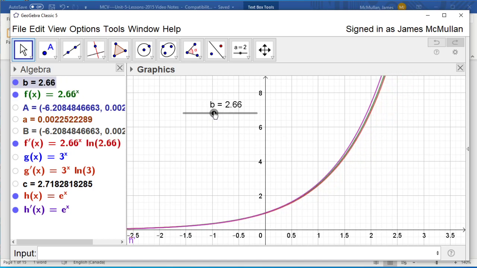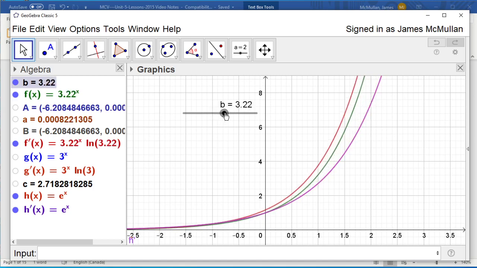But if your base is e itself, then your derivative is exactly the same function as the original. And so this is a really interesting result, and why e to the x is such an important value, because its derivative is itself, and therefore it is easier to take the derivative of a function when you use the base of e.